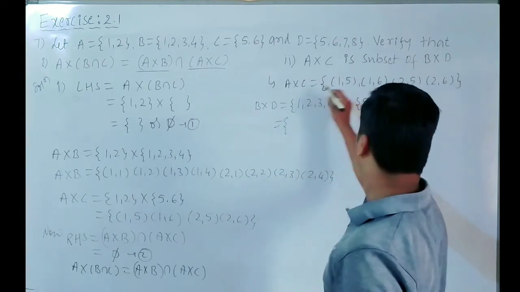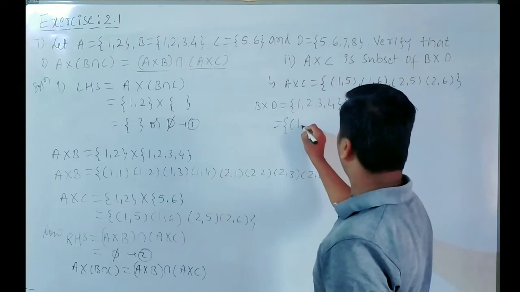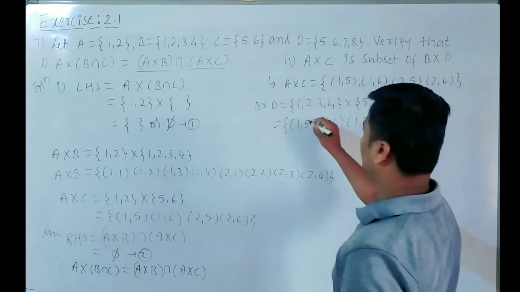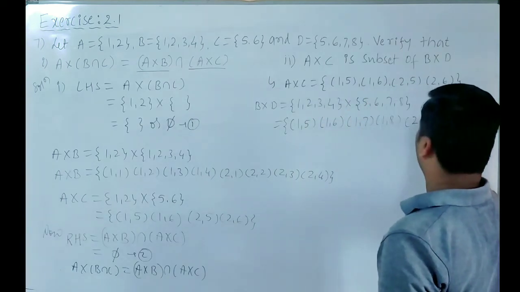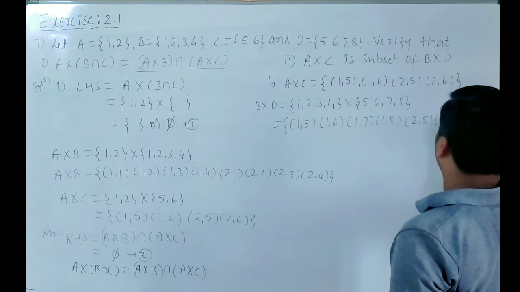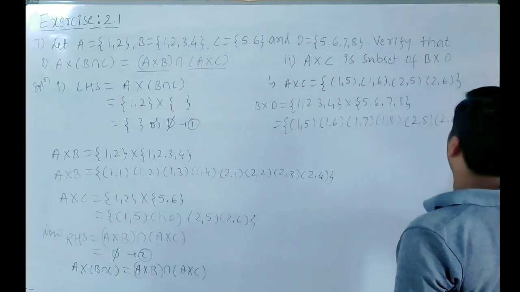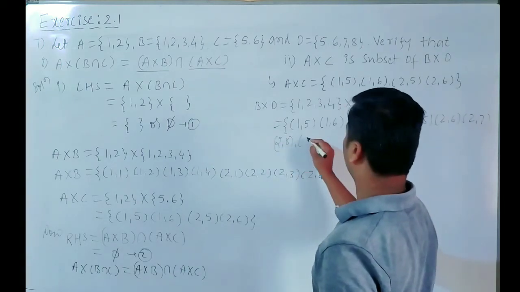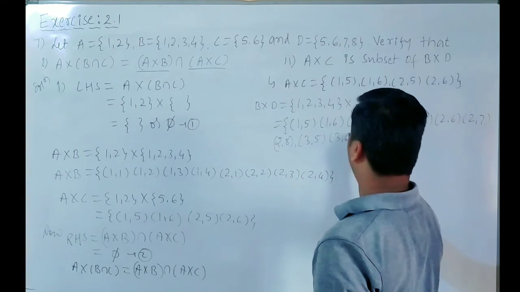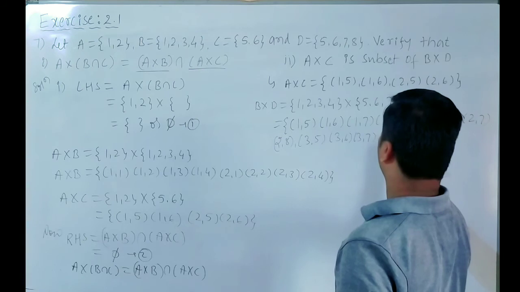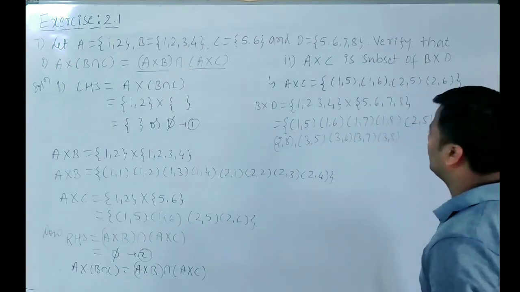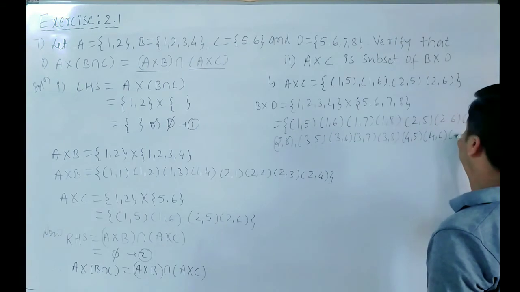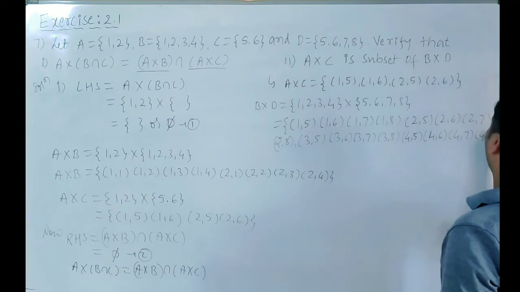Cross product: fix 1 and map to all the elements of D. 1, 5, 1, 6, 1, 7, 1, 8. And next, fix 2: 2, 5, 2, 6, 2, 7, 2, 8. Next 3: 3, 5, 3, 6, 3, 7, 3, 8. You have 4, fix 4: 4, 5, 4, 6, 4, 7, 4, 8.